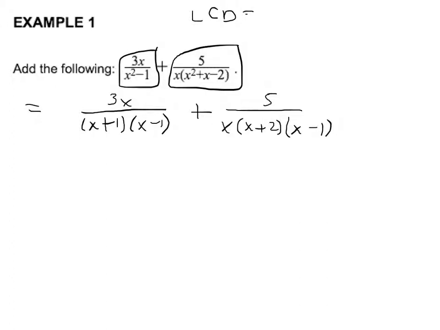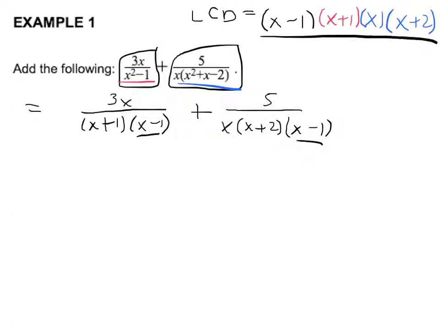And that is going to be whatever's in common. So x minus 1 seems to be the commonality between the two denominators. So x minus 1. And then I'm going to say that this expression is red and this expression is blue. So the parts of our denominator in the red expression that aren't in the blue expression is just x plus 1. And then from the blue expression we have an x times an x plus 2. So this whole thing is eventually going to be the denominator of both of our expressions.